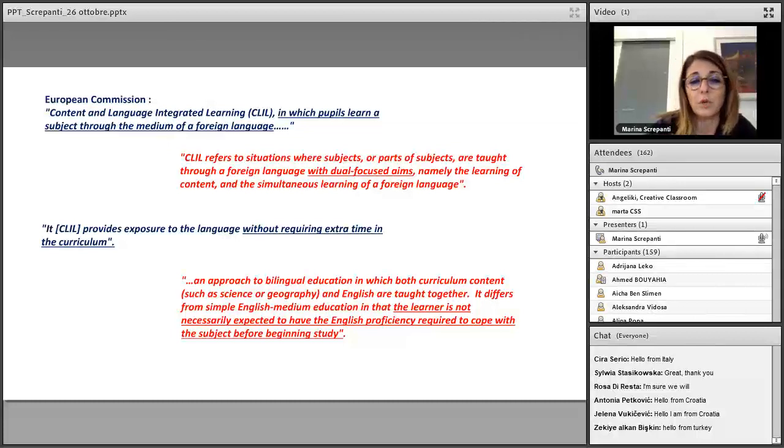CLIL provides exposure to the language without requiring extra time. And this is very important because sometimes when we teach through CLIL, we reach, in 1 hour, the objective of a foreign language, and then we reach the objective of a non-language subject. The other definition is an approach to bilingual education in which both curriculum content, such as science or geography, and English are taught together. It differs from simple English medium education in that the learner is not necessarily expected to have the English proficiency required to cope with the subject before beginning study.